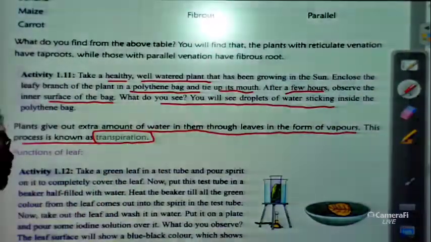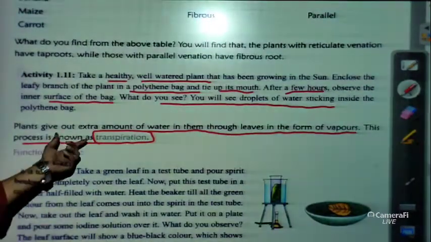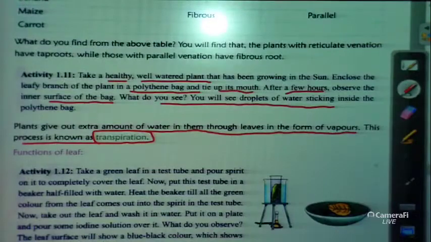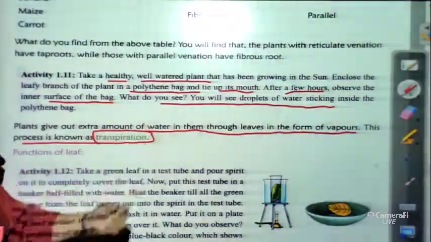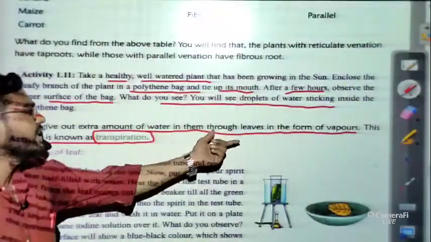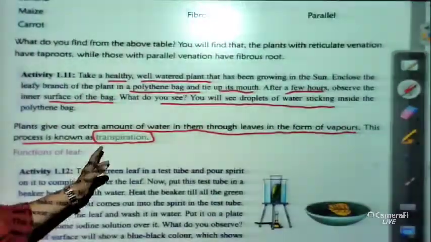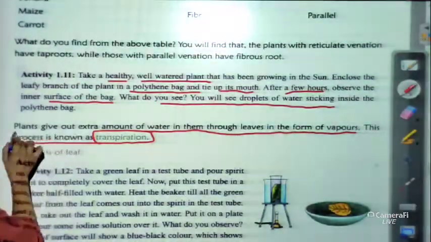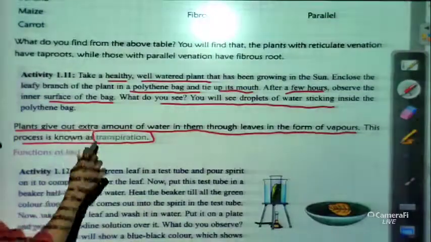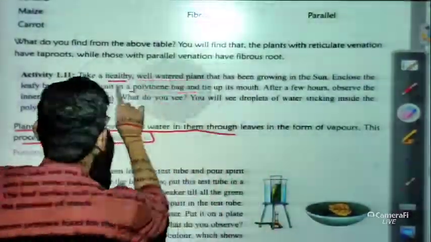Very important. So what do you mean by transpiration, students? Transpiration is a process by which plants get rid of or give out extra amount of water through the leaves in the form of vapors. So basically this process is called transpiration. If transpiration comes as a 1 mark question, you can write this explanation or definition.